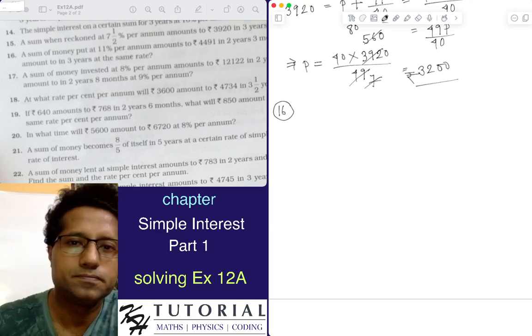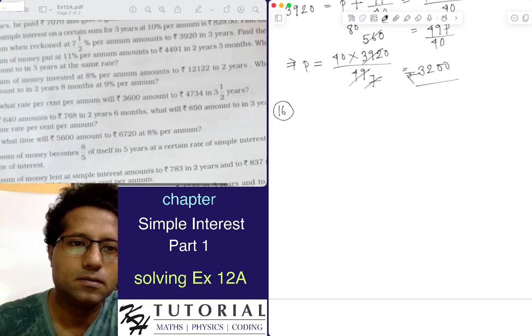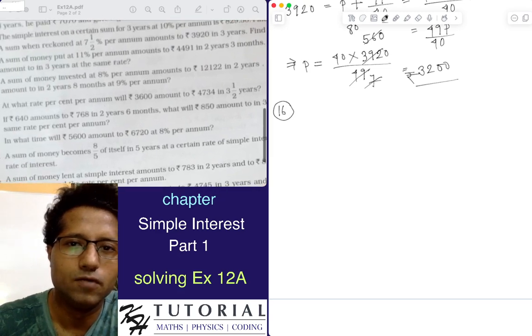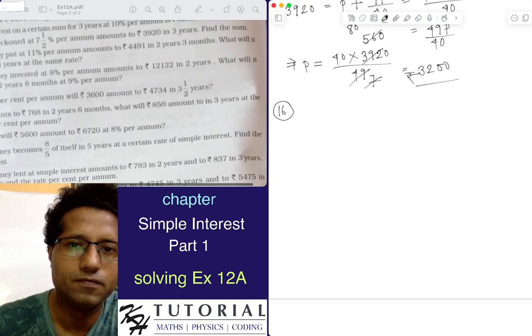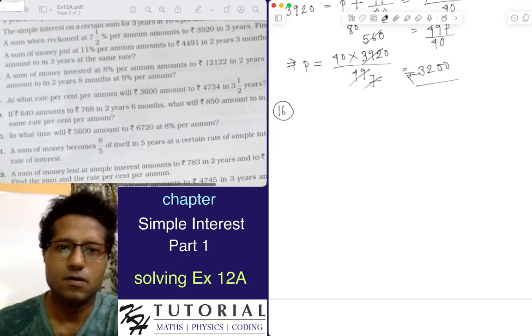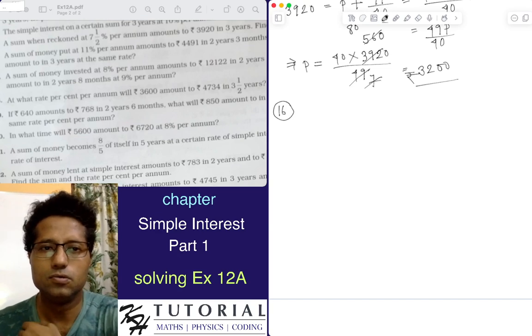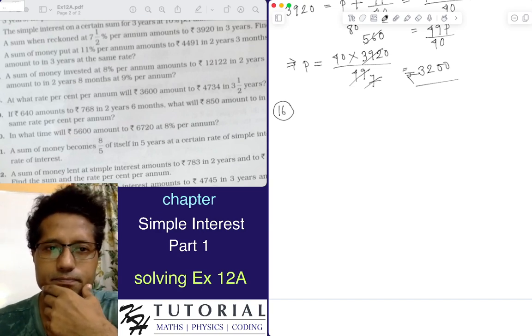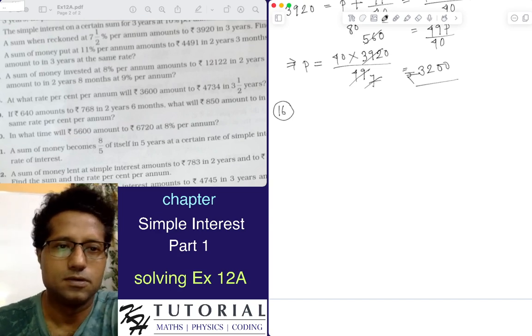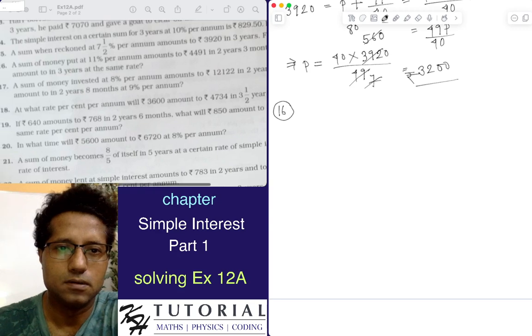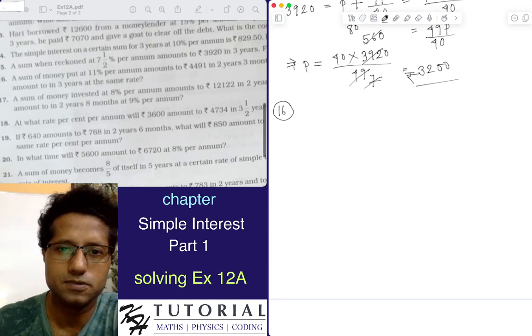What will it amount to? What will it amount to means what will the same sum amount to in 3 years at the same rate? A sum of money put at 11% per annum amounts to rupees this.